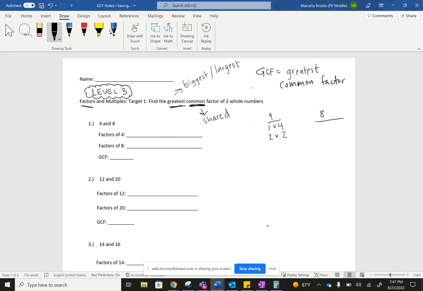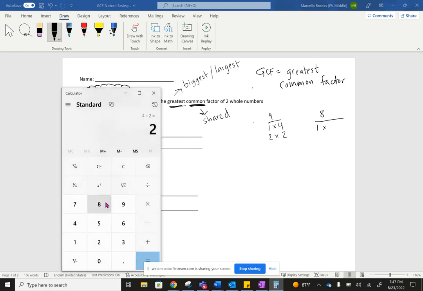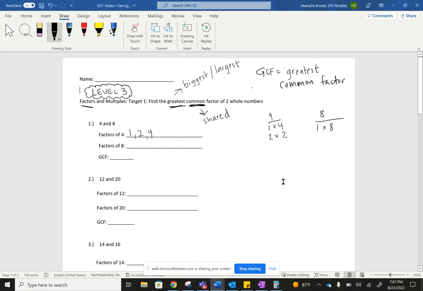So we're going to go in order: 1, 2, and 4. Because 2 shows up twice, we only need to write it once. Even though 2 times 2 makes 4, we only need to write it once. So let's go ahead and write the factors of 8. 1 times what makes 8? We type in our calculator 8 divided by 1. It makes 8. Now let's try 2.